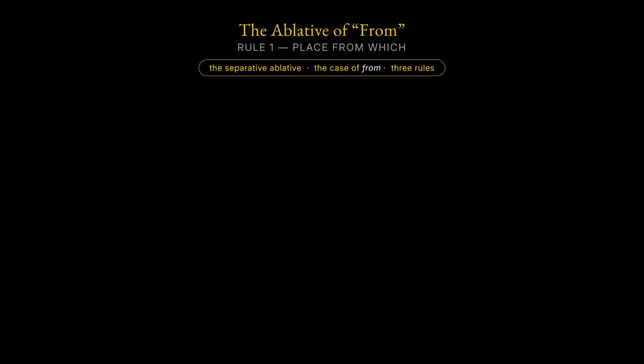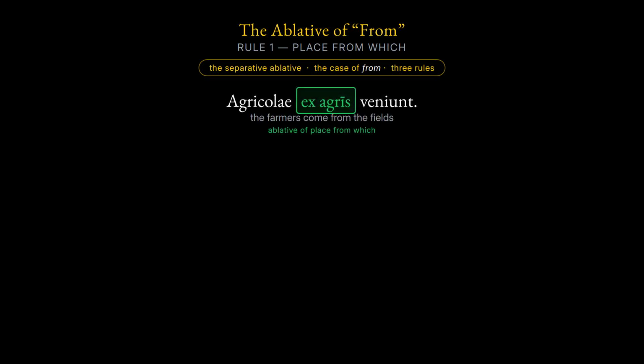Now the second skill, a fresh job for the ablative case. The ablative gathers three great relations, and one of them is the idea English carries with the word from. Call it a separative ablative, the from ablative, and it obeys three rules. Rule 1, the place from which. To name motion away from a place, put that place in the ablative with one of three prepositions. Agricolae ex agris veniunt. The farmers come from the fields.